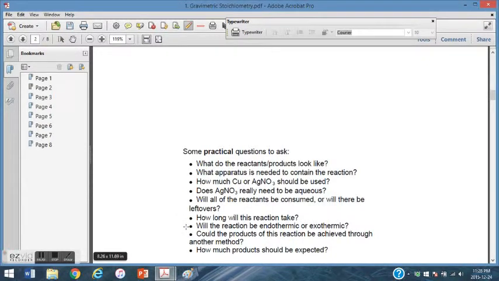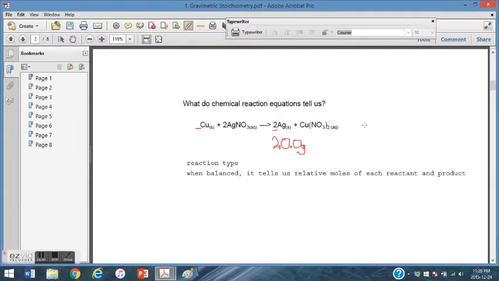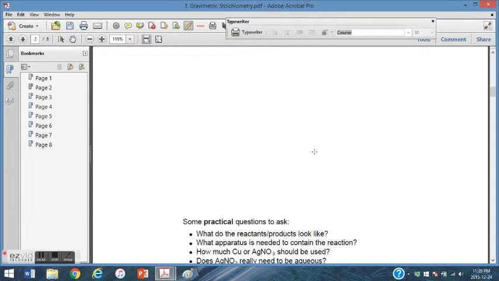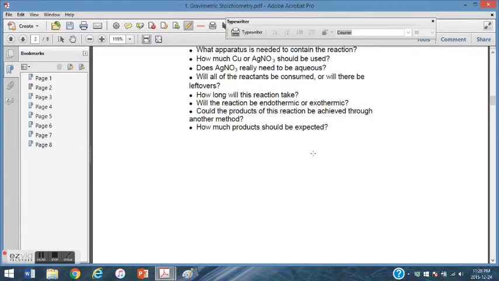Another important one, safety-wise, will it be endothermic or exothermic? Is the process of doing this reaction going to generate enough heat to melt my apparatus? Is it going to freeze the liquid it's in? All of these are important questions we need to ask.